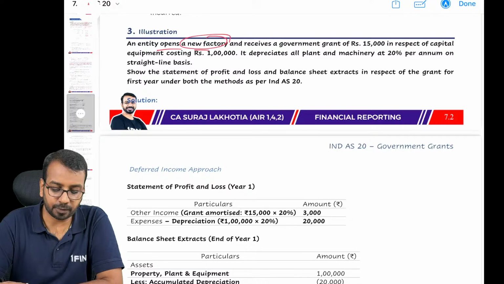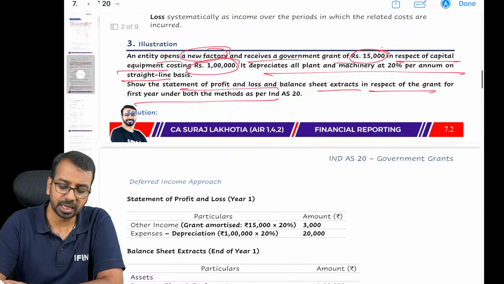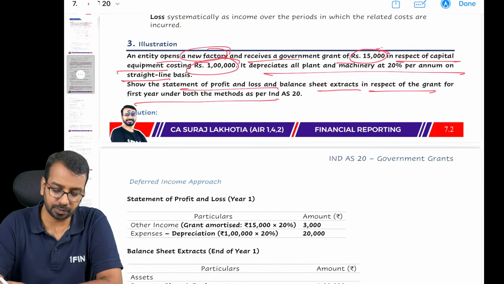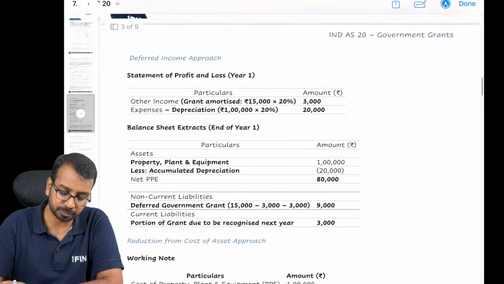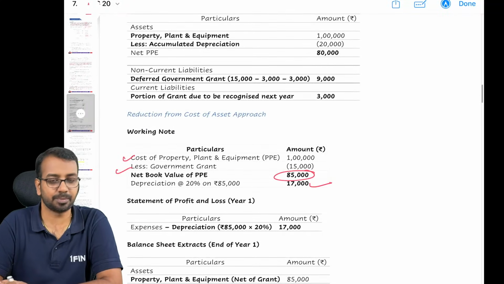An entity opens a new factory and receives a grant of 15,000 in respect of capital equipment costing 1 lakh. It depreciates everything at 20%. Show the statement of P&L and balance sheet for the grant under both the methods. So very simple. If it is reducing the thing, 15,000, you will reduce it from the cost, 85,000. On this you will charge depreciation.